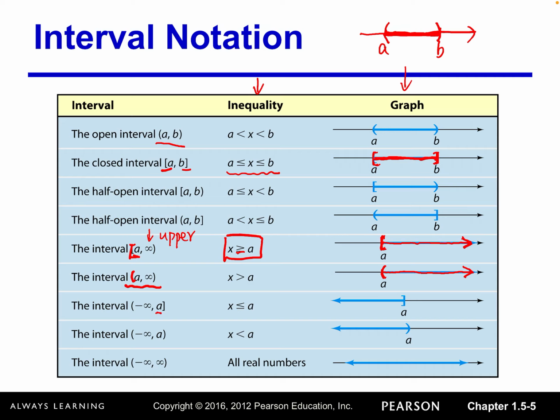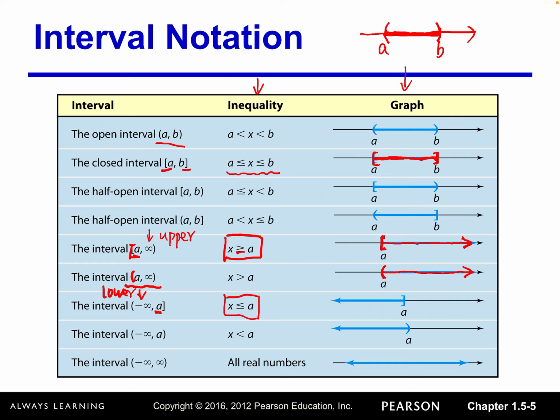What if A is the upper boundary? x less than or equal to A, where A is the upper boundary, and the lower boundary is not specified, and then the default goes to negative infinity. This is the lower boundary.